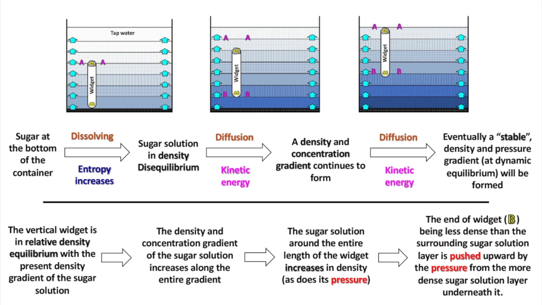The vertical widget is in relative density equilibrium with the present density gradient of the sugar solution. The density and concentration gradient of the sugar solution increases along the entire gradient. The sugar solution around the entire length of the widget increases in density, as does its pressure. The end of the widget, B, being less dense than the surrounding sugar solution layer, is pushed upward by the pressure from the more dense sugar solution layer underneath it.